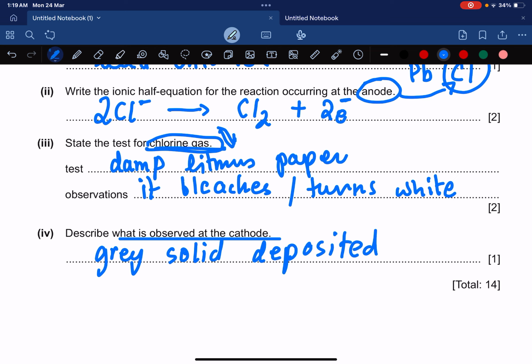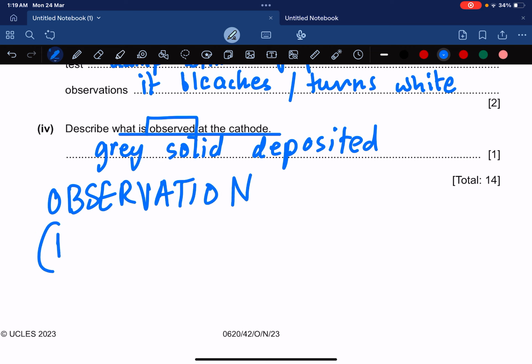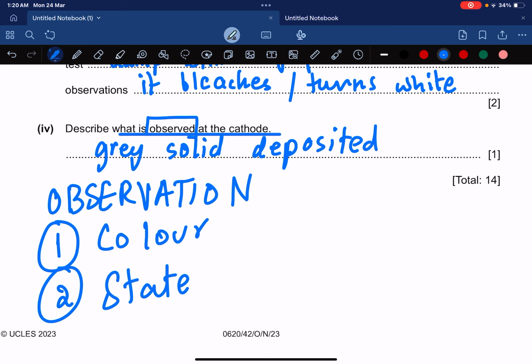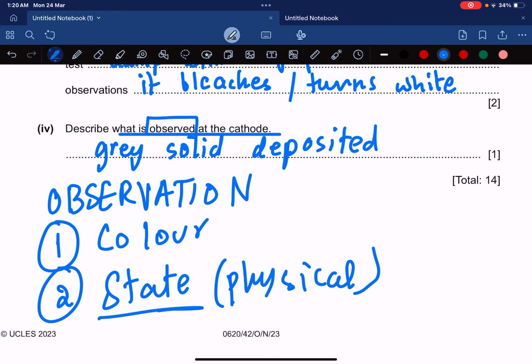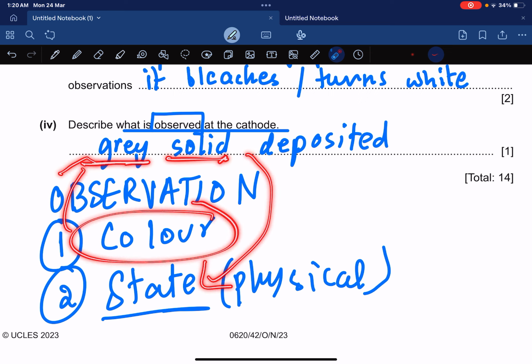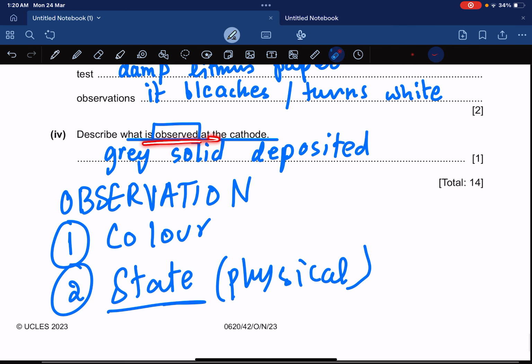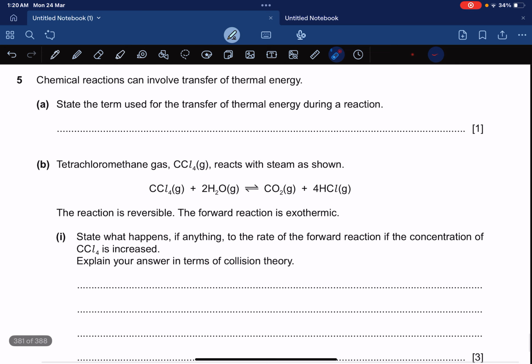Whenever the examiner asks about the observation, always remember, you have to write 2 things. One is the color, and second is the physical state. In the marking scheme, the marks were for gray and solid. Gray is your color and solid is your physical state. If it were liquid, you would write gray liquid, and if it were some other color, you would write that color. So you have to be careful about the color and the state when writing about the observation. You don't have to write about lead, you have to write what you observe.